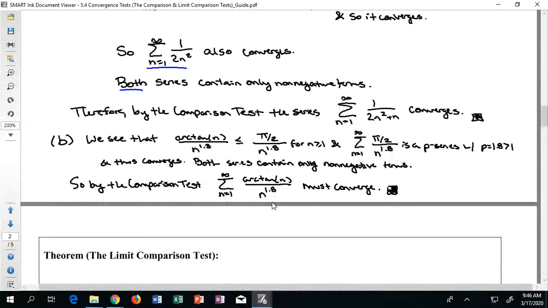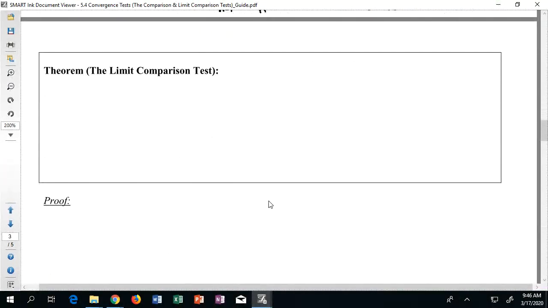All right, we're going to pick up now by taking a look at the limit comparison test. So let's take a look at what this says and see how it compares and contrasts with the idea of the comparison test. Here's the statement of the theorem.